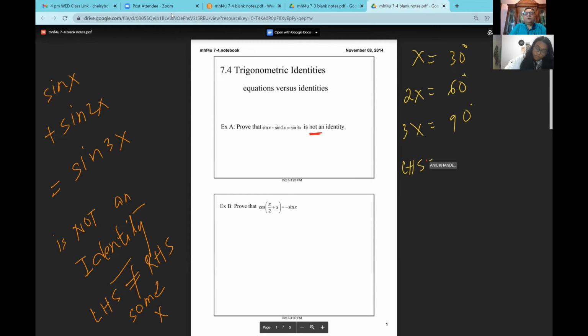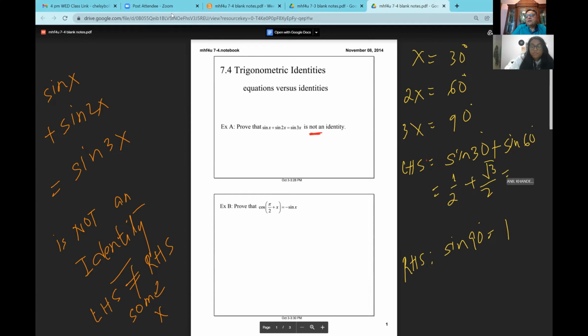So left hand side will be what? Left hand side will be sine 30 degrees plus sine of 60 degrees, correct? How much is it? Calculate. And the right hand side will be sine of 90 degrees, which I know is 1. So check, left hand side is what? Sine 30 is half, and sine 60 is square root 3 over 2. And definitely it is 1 plus square root 3 over 2, more than 1, correct? So they are not equal. So with an exception, we have found that this is not an identity, right?